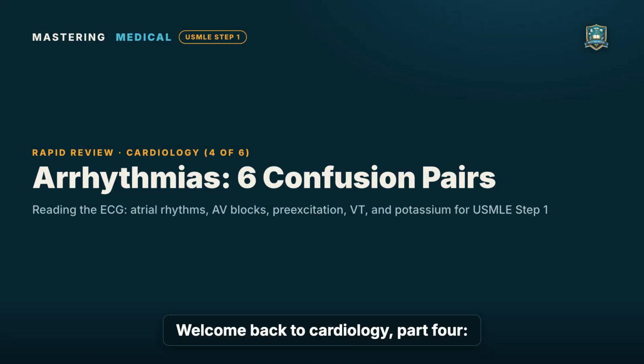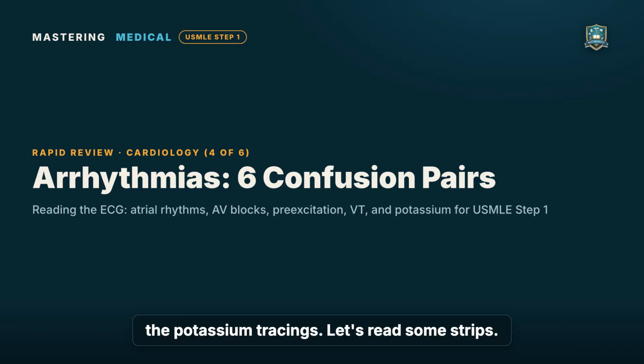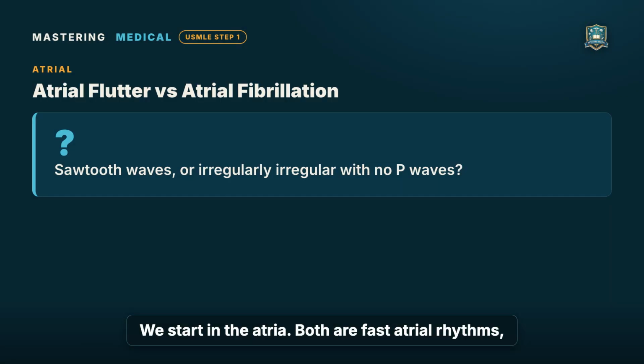Welcome back to Cardiology, Part 4, Arrhythmias. This one is all about reading the ECG. We cover the atrial rhythms, the AV blocks, preexcitation, the dangerous ventricular tachycardias, and the potassium tracings. Let's read some strips. We start in the atria.